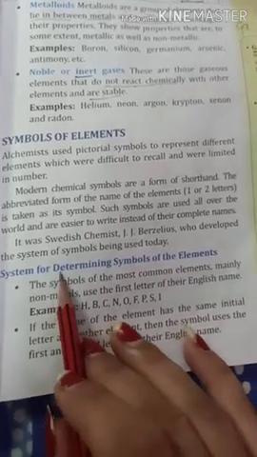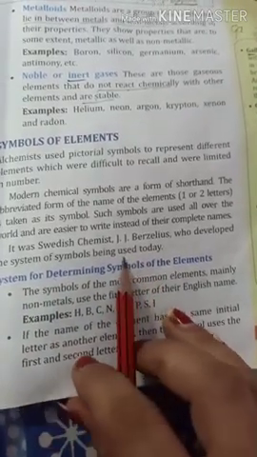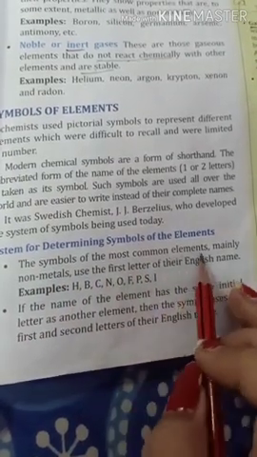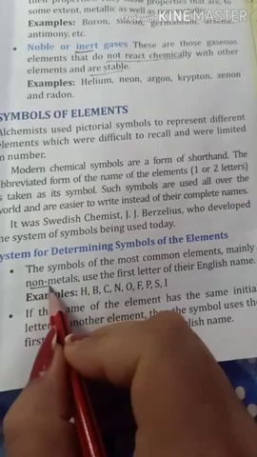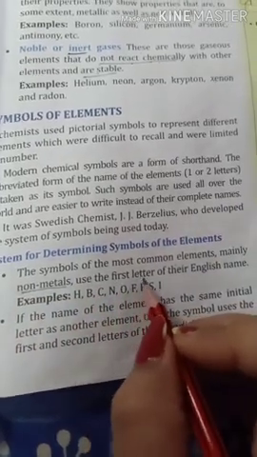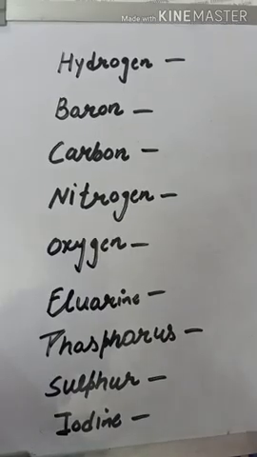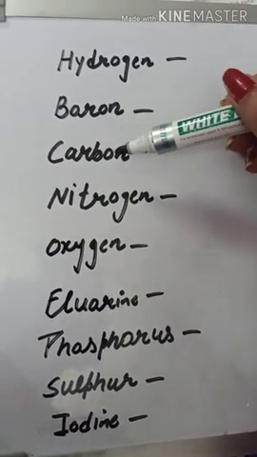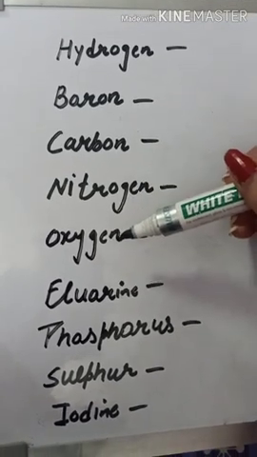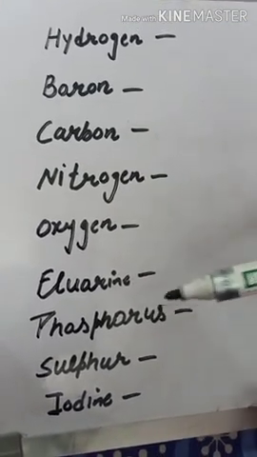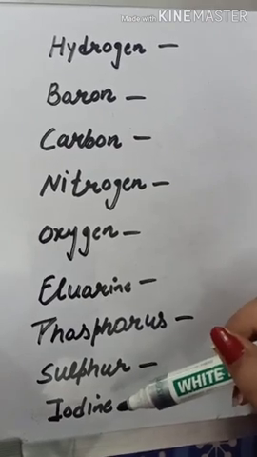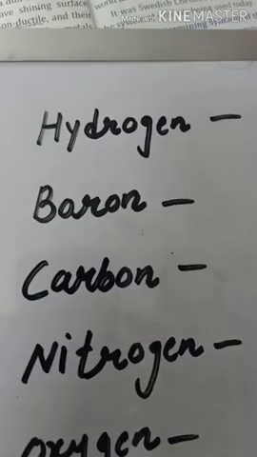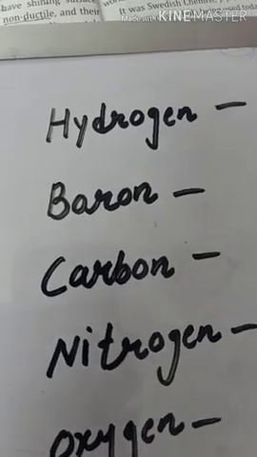Next, we have a system for determining symbols of the elements. First point: the symbols of the most common elements, mainly non-metals, use the first letter of their English name. For example, here we have many non-metals like hydrogen, boron, carbon, nitrogen, oxygen, fluorine, phosphorus, sulfur and iodine. Now, in order to write their symbols, what do we do? We only write the first letter of their English name.